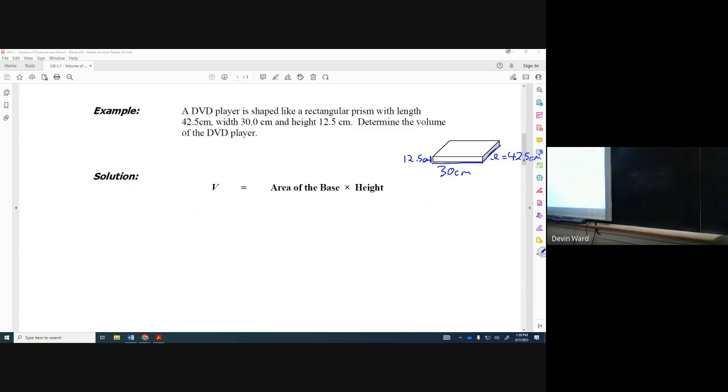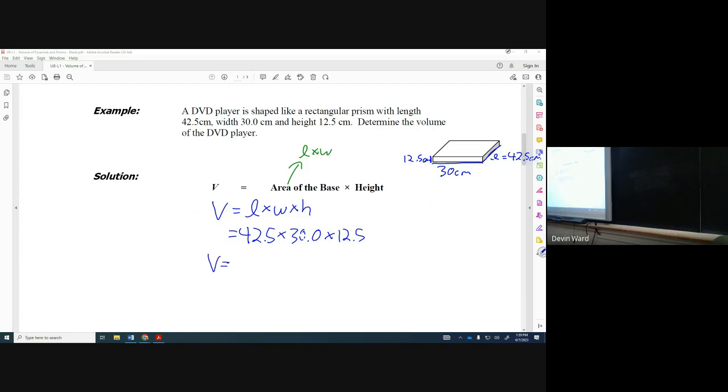Okay, so we know that the volume for a prism is the area of the base times the height. The area of the base for any rectangle is always length times width. Okay, so that's why we can simplify our volume formula to length times width, that's the area of my base, times height. Okay, now I'll sub in my numbers. So my length was 42.5 times my width, which is 30.0, times my height, which is 12.5.